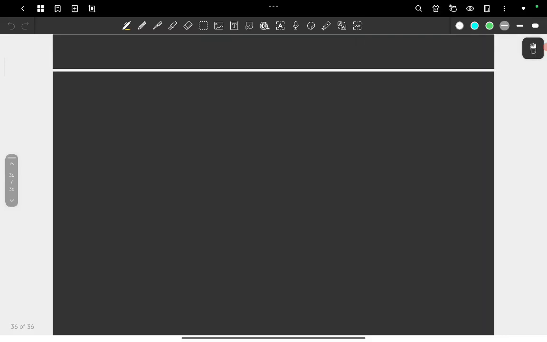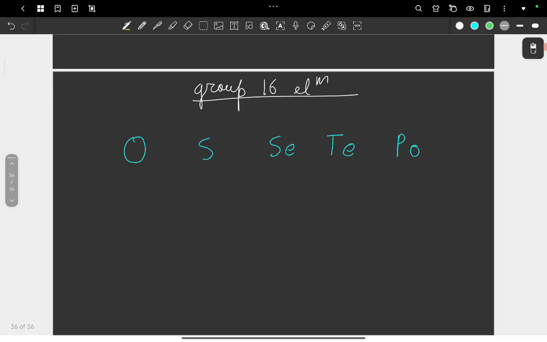So let's begin with the group 16 elements. What are the group 16 elements? The group 16 elements are oxygen, sulfur, selenium, tellurium, and polonium. This group is known as chalcogen or chalcogen, whatever you want to call it. This is chalcogen, group 16. Remember that. They can ask you in a question, or perhaps they will use the word chalcogen in a question. You should know that it refers to group 16 elements.